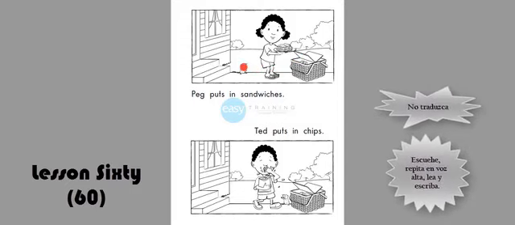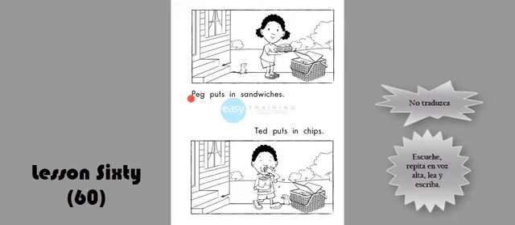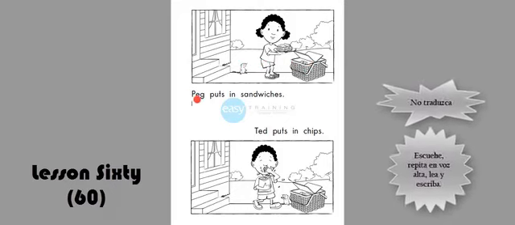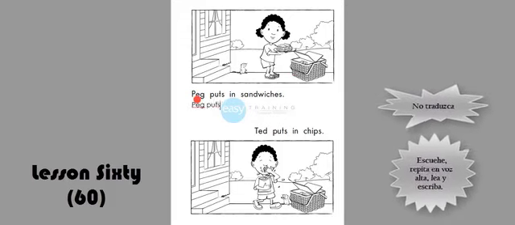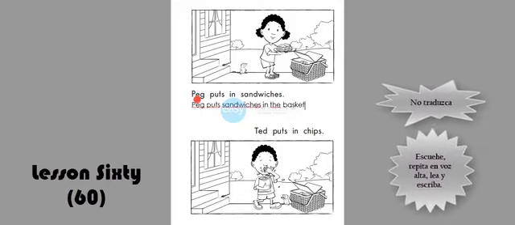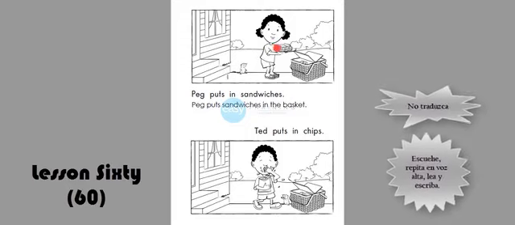Peg puts in sandwiches, or the author could have said, Peg puts sandwiches in the basket, in the picnic basket. See? Peg is putting the sandwiches in the basket.